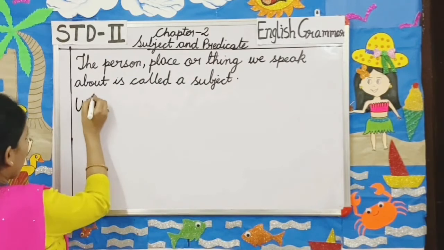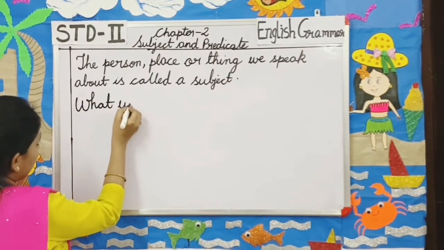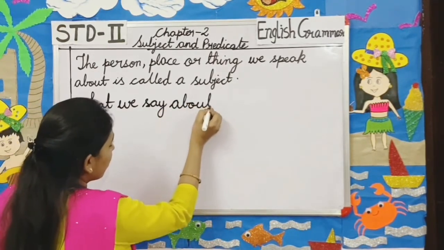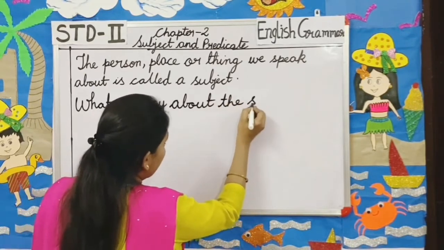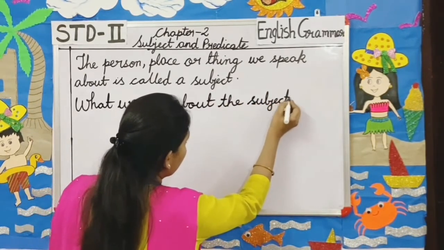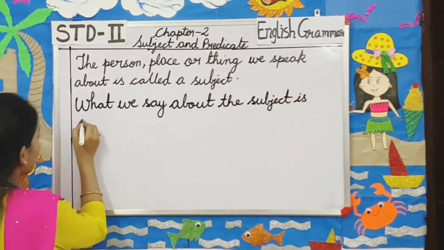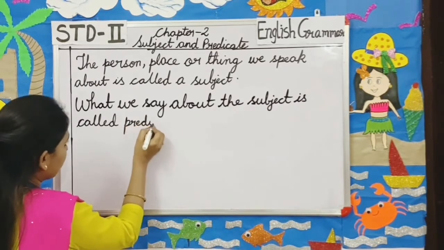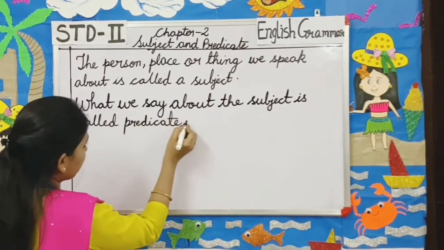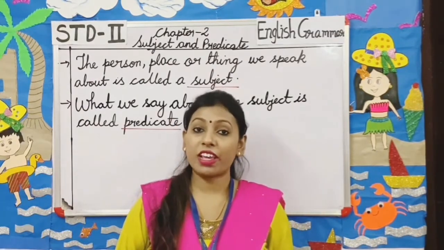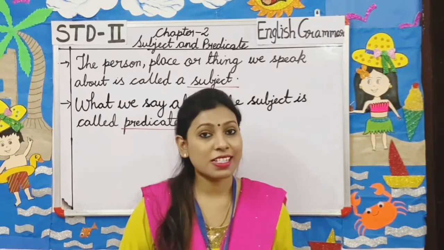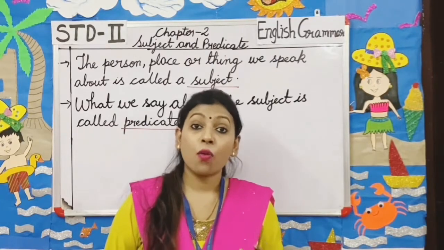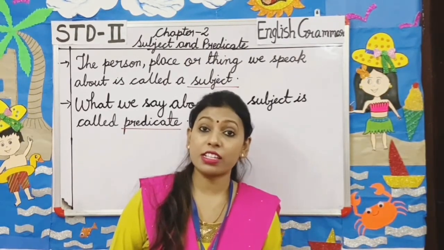And what we say about the subject is called predicate. So children, when we speak about something, about a person, place or thing, then that is known as what? Subject. And what we say about that subject is the predicate.